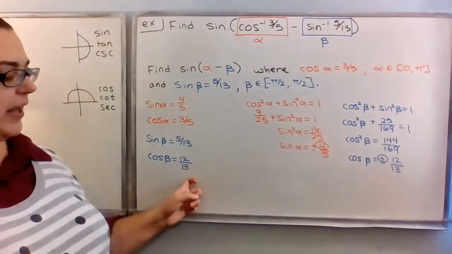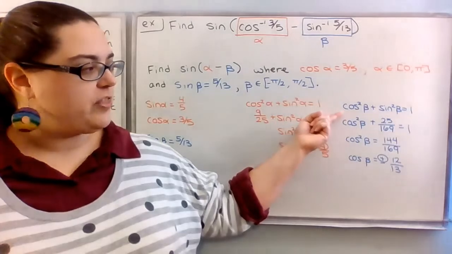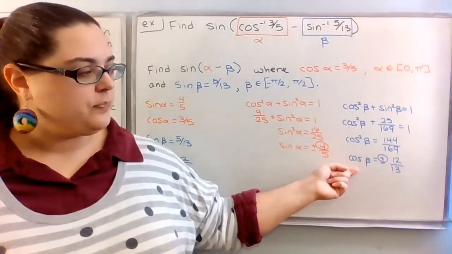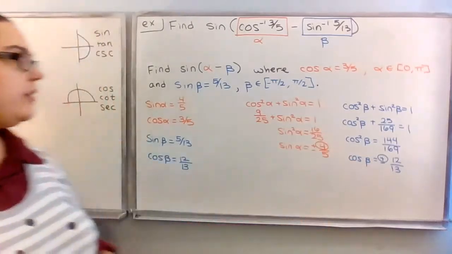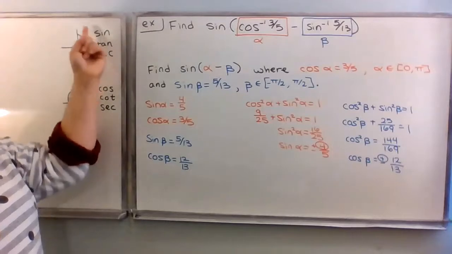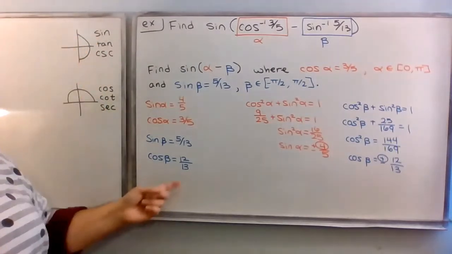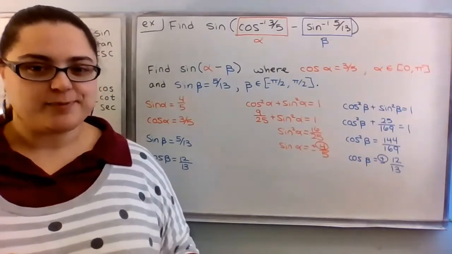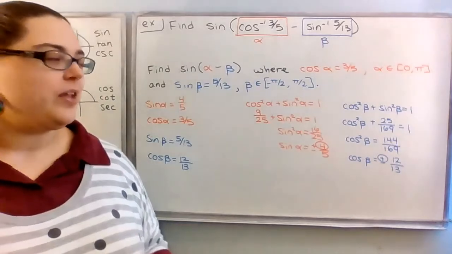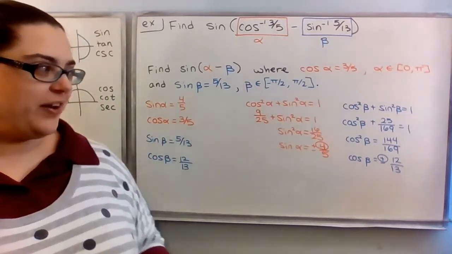For cosine of beta, I got 12/13 using the same technique. So I used the Pythagorean identity, I squared sine, and I solved for cosine. So because we had sine, that meant theta, or beta rather, lived in the east here. And in the east, cosine is positive in those two quadrants. So we ended up with a positive 12/13. So hopefully you were able to find sine of alpha and cosine of beta okay.